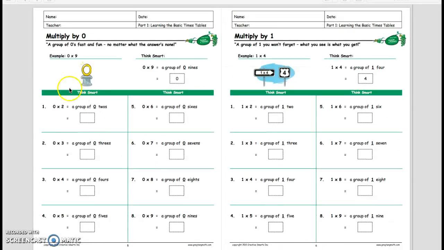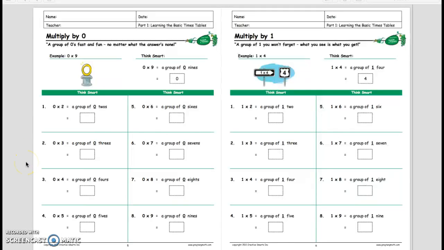As we keep scrolling, each number has a rhyme or a little clue for students to learn, like multiply by 0, a group of zeros, fast and fun. No matter what, the answer is none. So little clues to help kids really learn those multiplication facts. You're no longer just teaching them skip counting patterns or tricks on their fingers. They're going to have real skills to back up their knowledge.